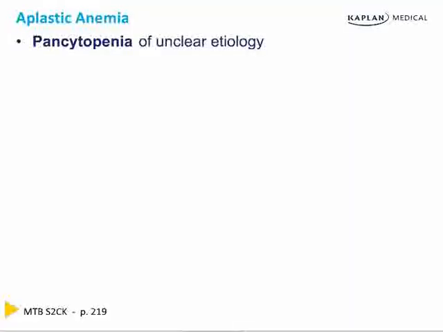Aplastic anemia is pancytopenia. Pancytopenia means all three cell lines. The whole marrow is shut down. Now, it's pancytopenia of unclear etiology.